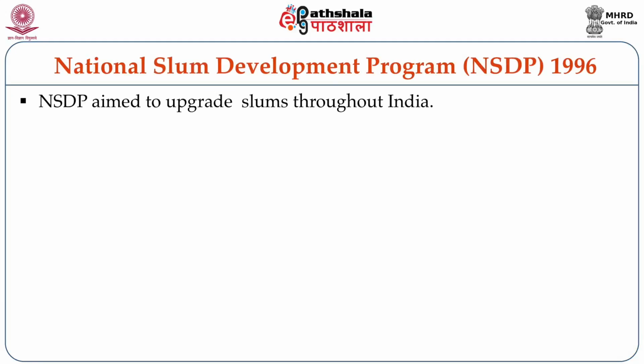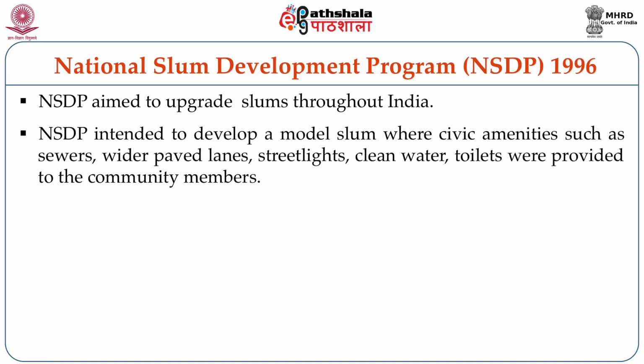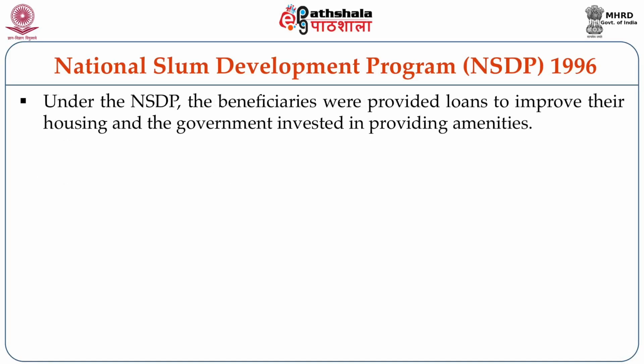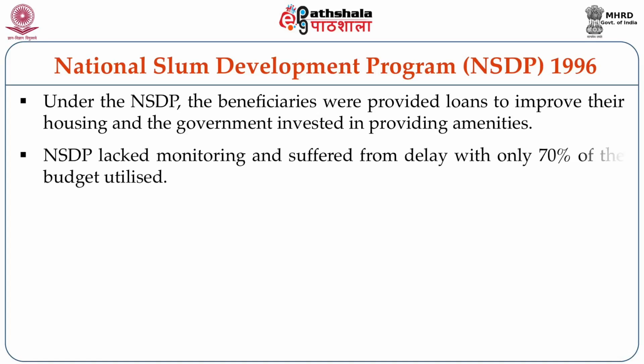Let us look at some of the housing schemes or policies that the government of India has implemented in the context of rural and urban areas. The National Slum Development Project, NSDP, 1996 aimed to upgrade slums throughout India. The NSDP intended to develop a model slum where civic amenities such as sewers, wider paved lanes, street lights, clean water, and toilets were provided to the community members. Under the NSDP, the beneficiaries were provided loans to improve their housing, and the government invested in providing amenities. The NSDP lacked monitoring and suffered from delays, with only 70% of the budget utilized. It was not considered to be a very successful program.